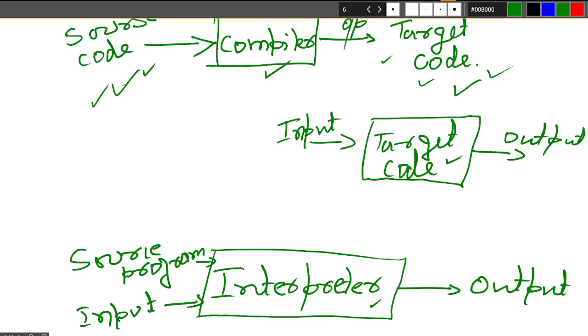Sir, interpreter converts line by line, I mean high level language into low level language. But sir, compiler converts the whole language at one time.